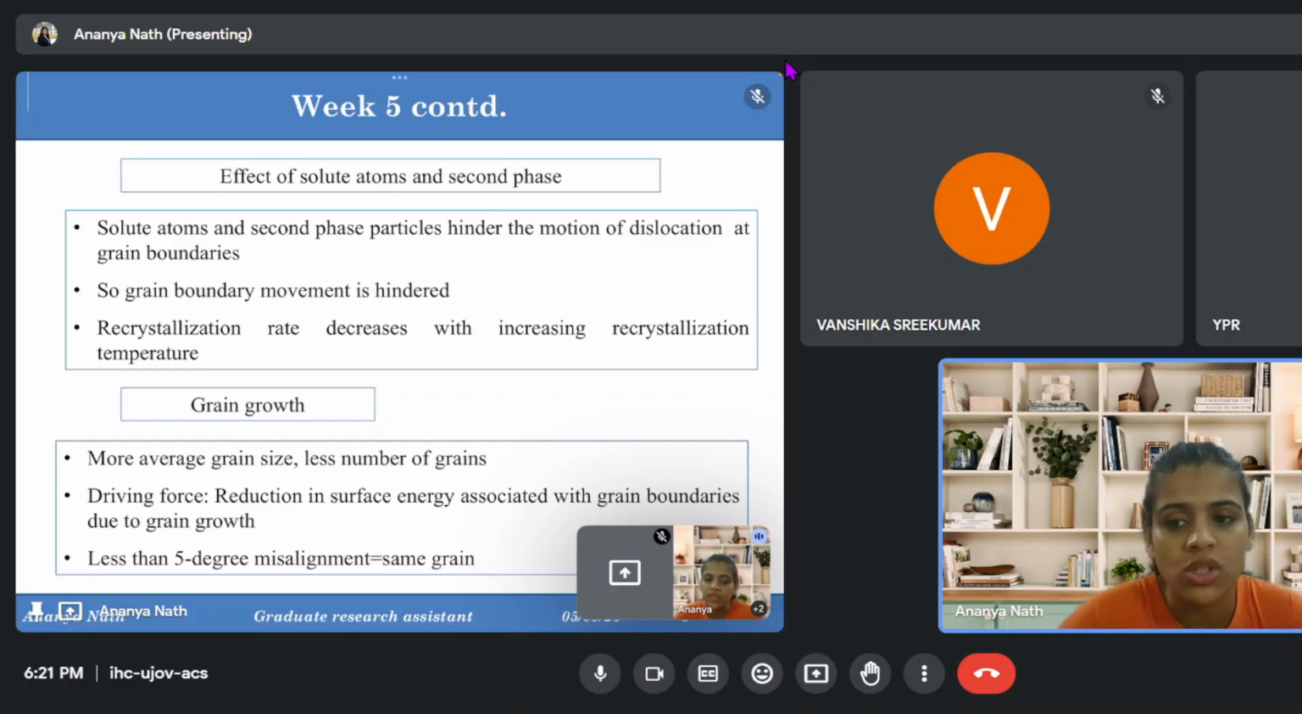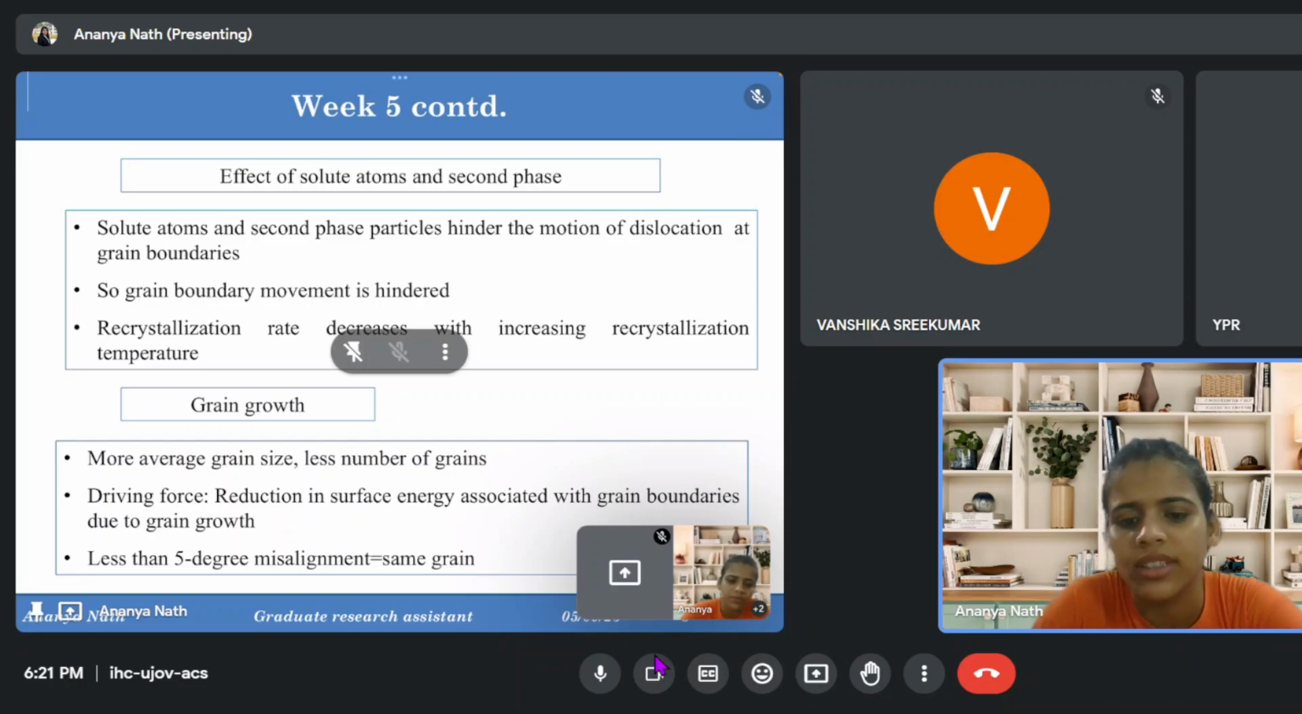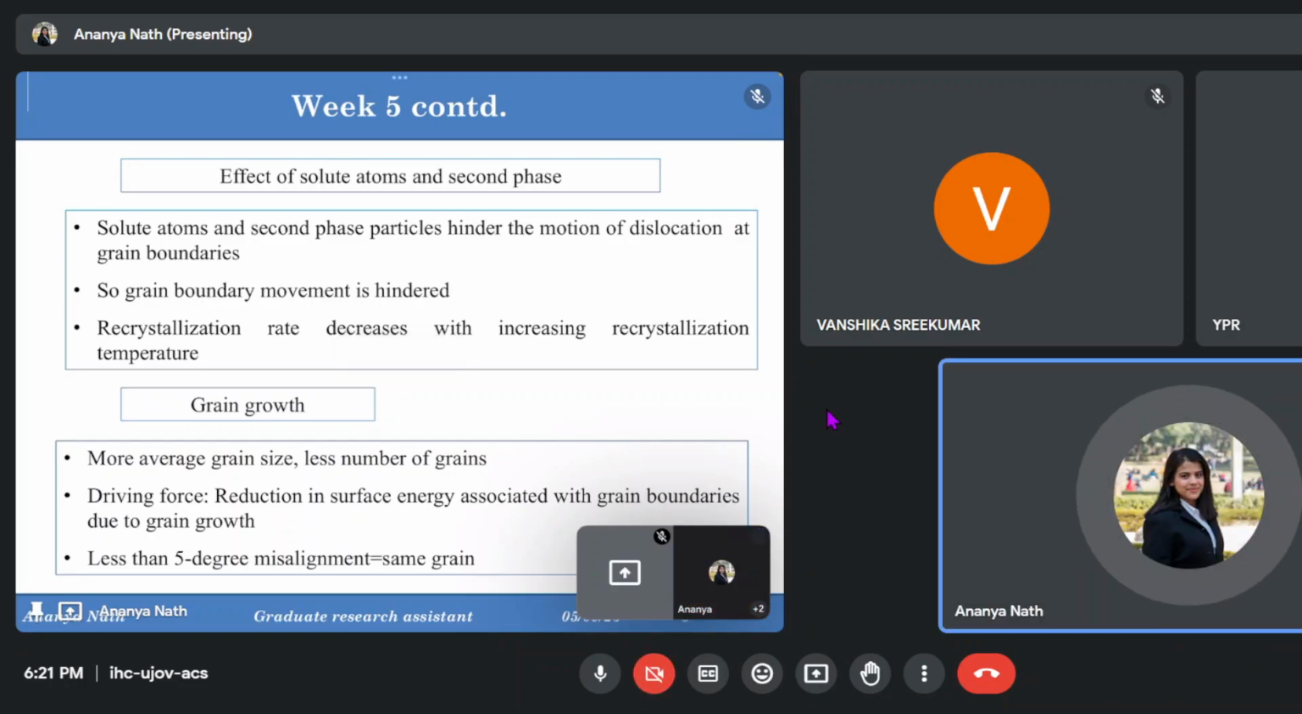So if there are solute atoms or the second phase present inside the material, they will always hinder the motion of the dislocation at grain boundaries, because both of them are now getting stopped at the grain boundaries. So the grain boundary movement is being hindered, stopped. Recrystallization rate decreases with the increasing recrystallization temperature.